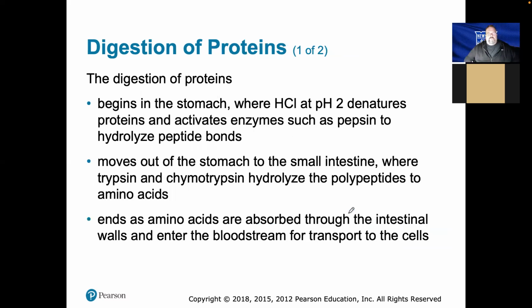Digestion of proteins. So the digestion of proteins begins in the stomach, where HCl at pH 2 denatures proteins and activates enzymes such as pepsin to hydrolyze peptide bonds. Remember, peptide bonds are amide bonds, and we know that amides can undergo hydrolysis. It moves out of the stomach to the small intestine, where trypsin and chymotrypsin hydrolyze the polypeptides to amino acids. It ends as amino acids are absorbed through the intestinal walls and enter the bloodstream for transport to the cells.